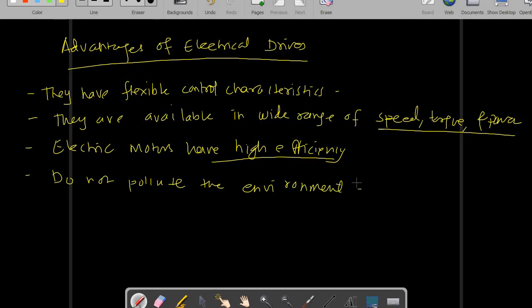Do not pollute the environment. That is one of the biggest advantages here, that they do not pollute the environment. They are environment friendly, right?